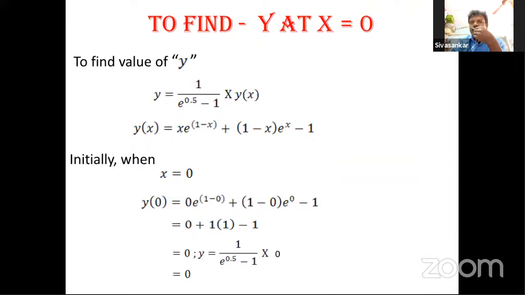Initially, we have to put the value of x equal to 0. Therefore, y of 0 is equal to 0 into e power 1 minus 0, plus 1 minus 0 into e power 0 minus 1. Finally, we'll be getting 0. So you have to substitute y of 0 in the previous equation. That is, y is equal to 1 divided by e power 0.5 minus 1, into y of 0. y of 0 is 0. So naturally, the total value of y becomes 0. Next.